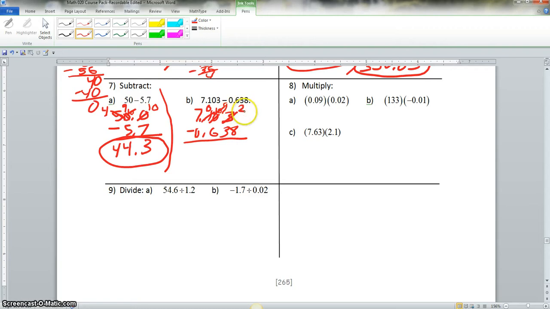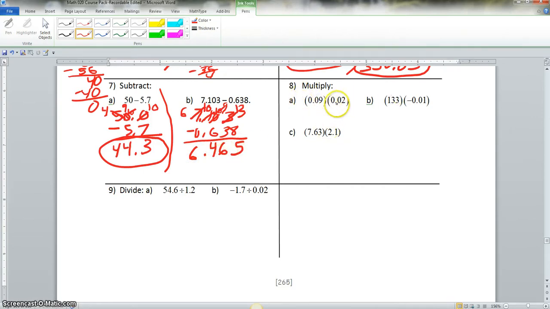Actually this 3 becomes 13, not 2. Okay, 13 minus 8 is 5. Now we have 9 minus 3, which is 6. And then we cannot subtract 6 from 0. So we'll borrow 1 from this 7, which will make it 6. And the 0 becomes 10. 10 minus 6 is 4. Bring down our decimal. 6 minus 0 is 6. So it would be 6.465.